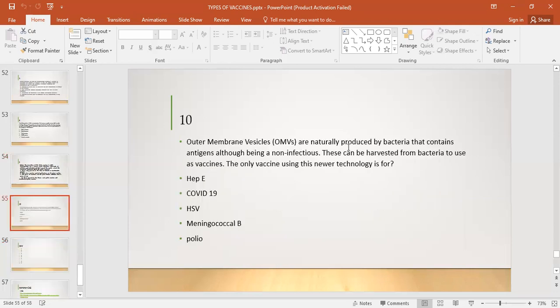Outer membrane vesicles are naturally produced by bacteria and contain antigens, although being non-infectious. These can be harvested from the bacteria to use as vaccines. The only vaccine that uses this new technology is: hepatitis E, COVID-19, herpes simplex virus, meningococcal B, or polio virus? OMV. D, meningococcal B, is the right answer.